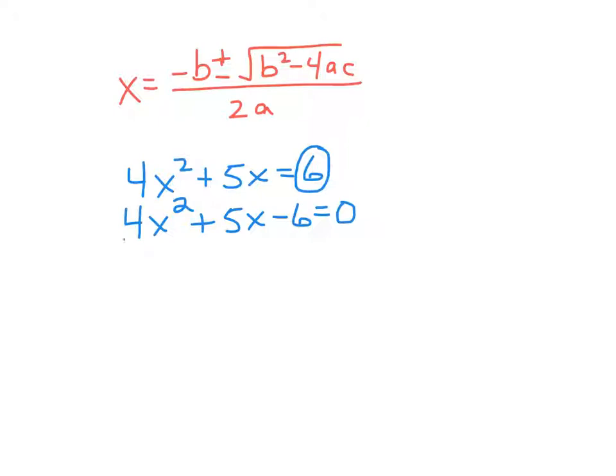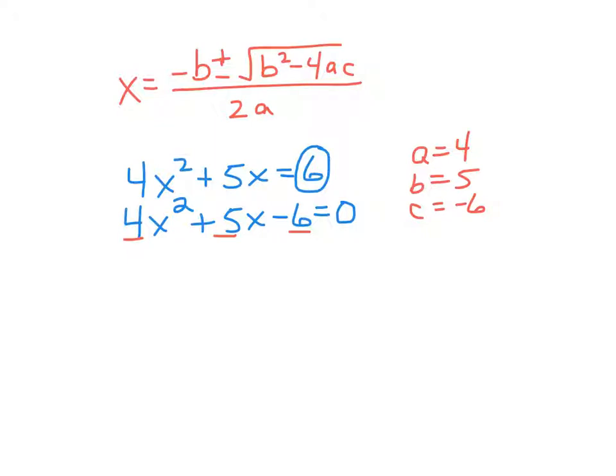So now I need to identify my a, my b, and my c. My a is equal to 4. My b is equal to 5, and my c is equal to negative 6. This might be a spot where you might want to turn this off, run through and do this on your own first, and then turn it back on again and follow through and see if you do it the same way that I am doing it.